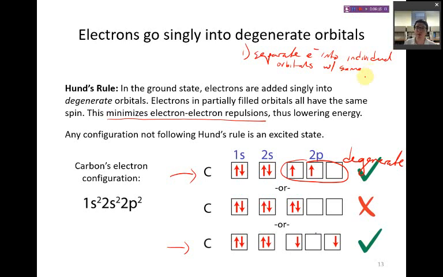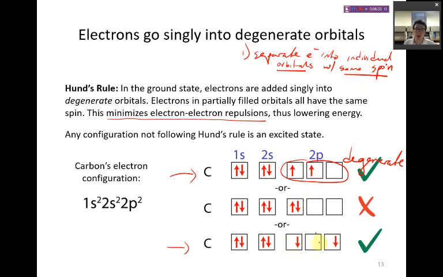We want to put them in orbitals with the same spin. That is essentially what we're looking for here. And so there's two criteria that we need to consider. We need to put them into different orbitals, and then the spin is to be considered as well.